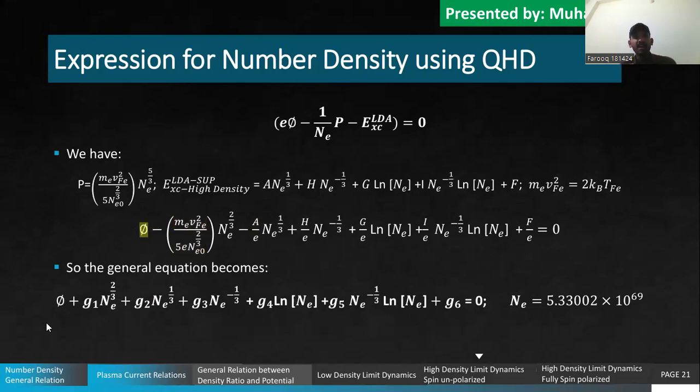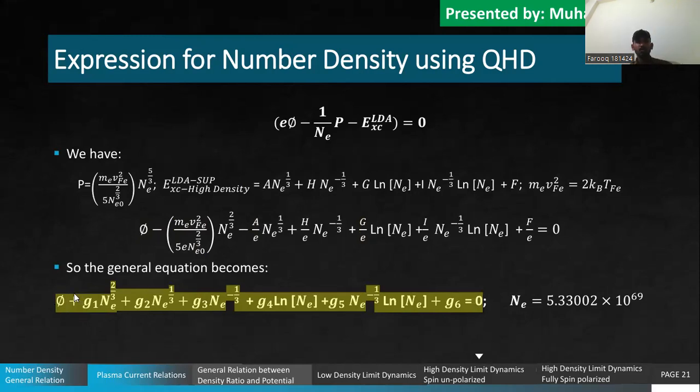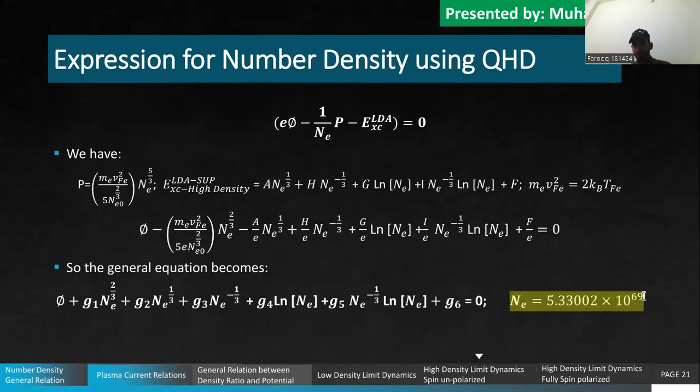We don't replace phi, it's the potential, sorry. So we replace G over E, I over E with the new constants, and this equation is made. Now when we solve this equation for the potential shown in our model, 10,000 volt, then we get the number density equal to 5.33 times 10 power 69. Now look at this one, that this is above 10 to the power 50. So that's why we are saying that this is the high density limit, because there are a lot of electrons.